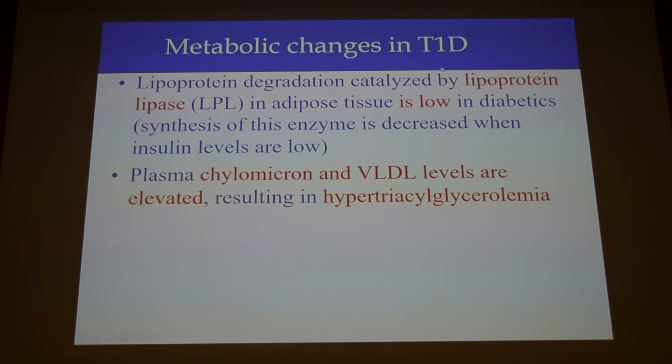So let me finish this point. We have a low level of lipoprotein lipase because we don't have enough insulin, and the fat that is being mobilized will stay inside the lipoproteins, mainly the chylomicrons and the VLDL. This lipoprotein level will go up in the blood, causing what we call hypertriacylglycerolemia.